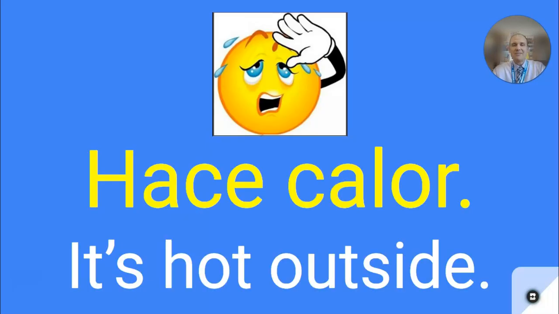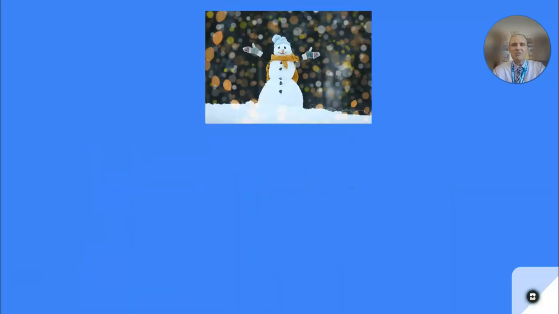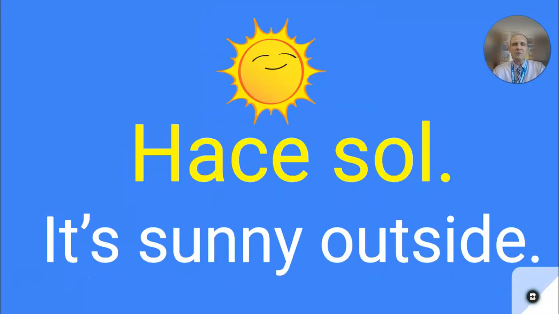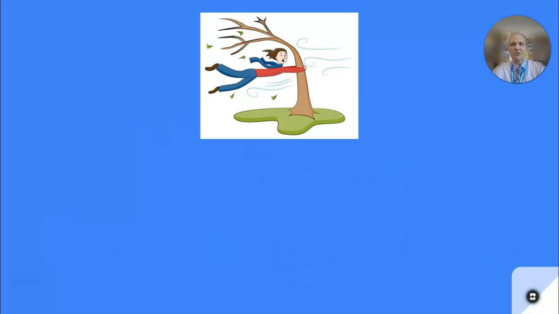So this picture represents hace calor, and hace calor means it's hot outside. All right. The next one we could use is hace frío. It's cold outside. So hace calor, hace frío. Again, that H is silent. The next one we could look at is hace sol. And hace sol means it's sunny outside. So hace calor, hace frío, hace sol.